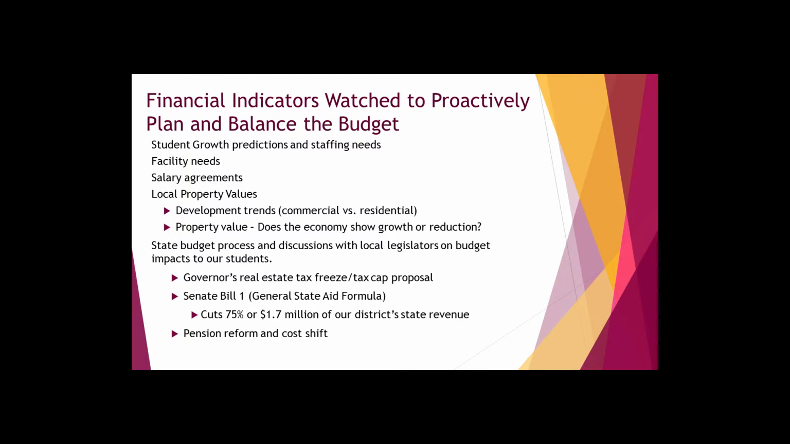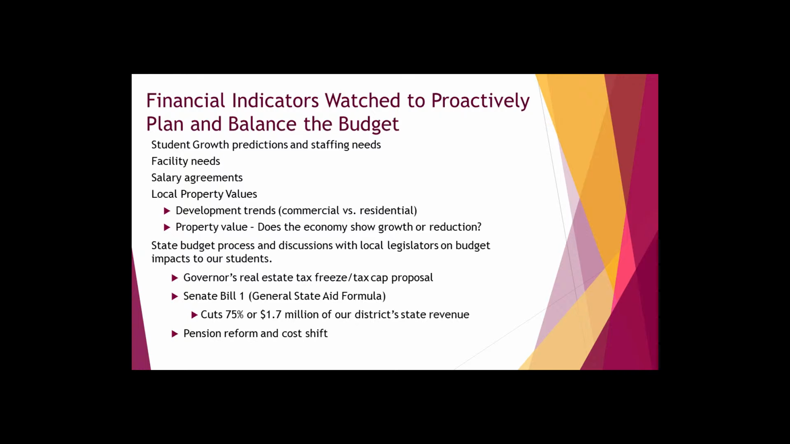When planning the budget, our goal is obviously to always provide a balanced budget. And in order to do this, we have to proactively plan and watch what's happening in our local community and the state. Locally, we look at student growth projections and staffing needs, facility needs, salary agreements, wage guidelines, benefit costs, and we also look at local property values.